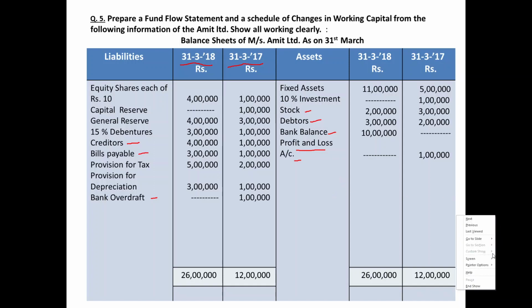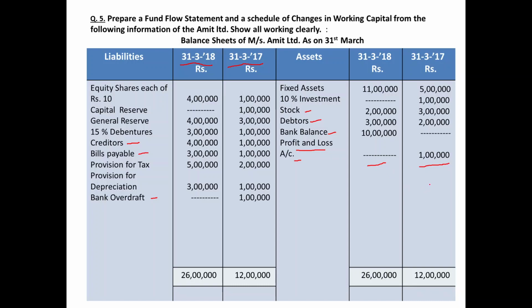Now the question is how to report this debit balance of profit and loss appropriation, which represents the loss. That is why over here it has been given on the asset side, because it is a loss balance. Last year 1 lakh rupees and current year nil. What does it mean?